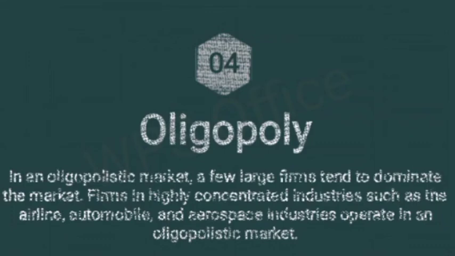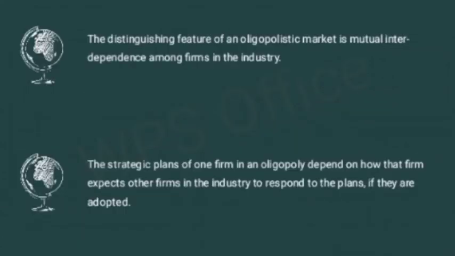Last is oligopoly. In an oligopolistic market, a few large firms tend to dominate the market. Firms in highly concentrated industries such as the airline, automobile, and aerospace industries operate in an oligopolistic market. The distinguishing feature of an oligopolistic market is mutual interdependence among firms in the industry, which means that when one firm in an oligopolistic market changes its price or marketing strategy, not only its own profits, but the profits of other firms in the industry are affected.